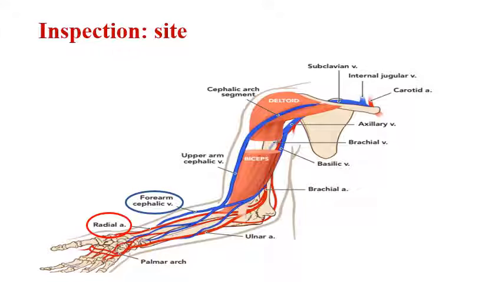The second is between the cephalic vein and the brachial artery. You can find the scar of this fistula at the cubital fossa. The next one is between the basilic vein and also the brachial artery. You can find the scar of this operation at the medial aspect of the arm near the axilla.